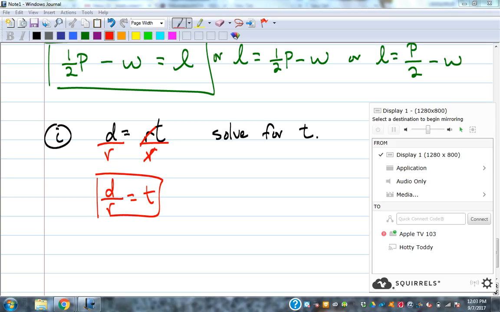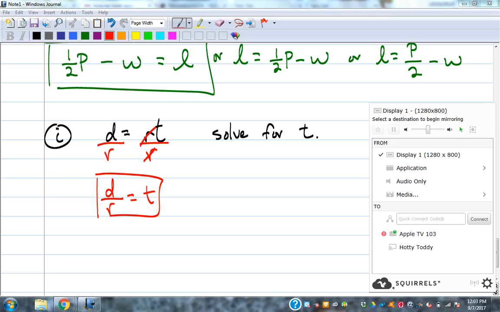And then divide by h. 2a over h is the base. Two times the area divided by the height is the base of a triangle.